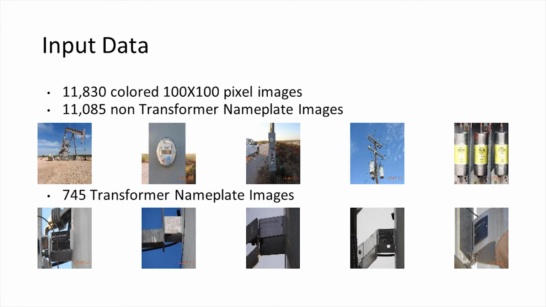The data for this neural network project is real-world industry data that is provided by my work. The dataset contains 11,830 colored images that have been downsampled to 100 by 100 pixels to protect the company information. 11,085 of these images are non-transformer nameplates, for example the top 5 images shown here. 745 of the images are transformer nameplates, for example the bottom 5 images that are shown here. These are the type of images that we are trying to find.